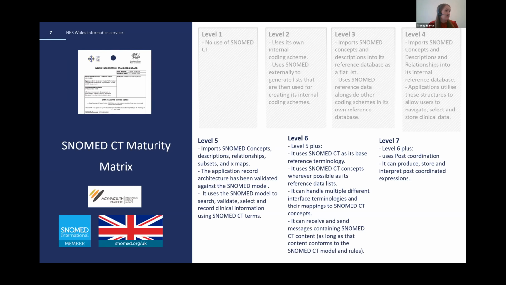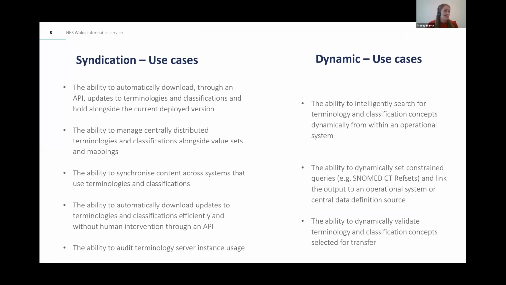So moving on then, we were looking at, well, what would our use cases be? So we've already heard about syndication and dynamic. We need to get the content into our application. So the syndication process is massively important, and being able to use it through a standard FHIR API has been fantastic. It's easy to update, it's automatically downloaded, has multiple versions. And like I said, it can hold all sorts of code systems, value sets and concept maps.